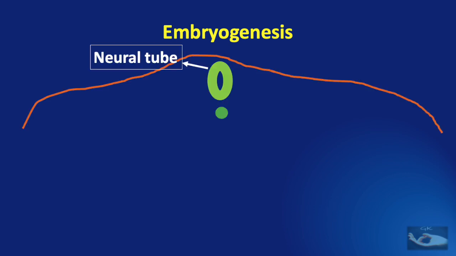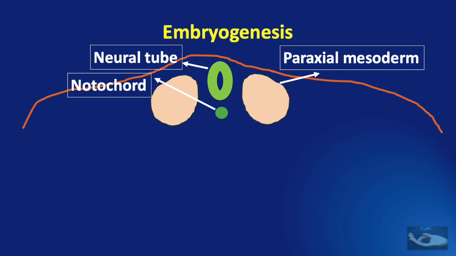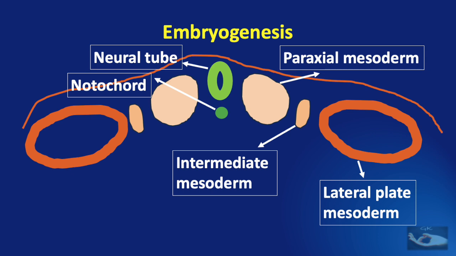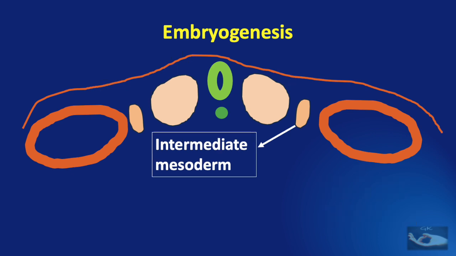On the dorsal aspect of the embryo, in the midline, we have the neural tube and the notochord. On either side of this, we have what is known as the paraxial mesoderm. Immediately lateral to that is the small intermediate mesoderm, and the lateralmost is known as the lateral plate mesoderm. The intermediate mesoderm gives rise to the kidneys and gonads and does not play much of a role in the development of the upper limb.